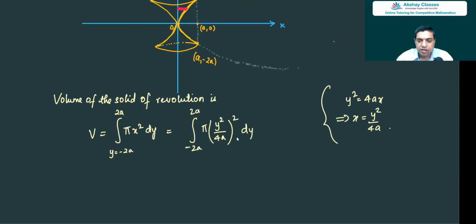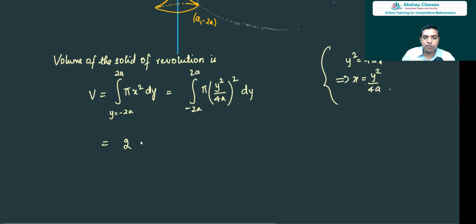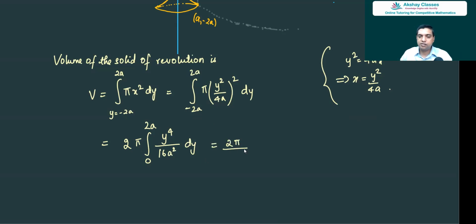times dy. Now this is an even function, so we'll get twice of integral 0 to 2a, and pi taken outside, we'll get y power 4 upon 16a square dy. So this will be 2 pi by 16a square into integral of y power 4 is y power 5 upon 5, from 0 to 2a.